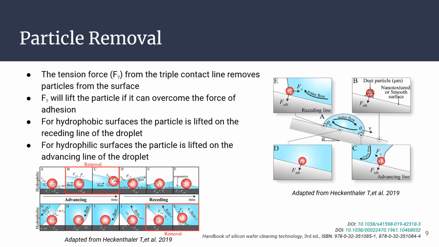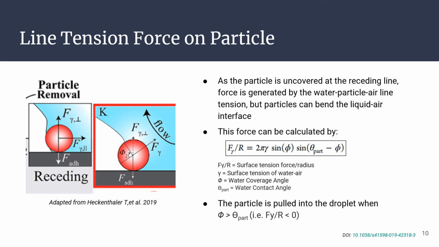Because hydrophilic surfaces remove particles at the advancing line, if the particle remains stuck to the surface, water from the droplet's receding line will remain. This causes a residual layer that is not observed with hydrophobic surfaces. So let's take a closer look at the particle along the receding edge of a droplet on a superhydrophobic surface. As we covered last slide, the line tension force is what brings the particle into the droplet or leaves it on the surface. Unfortunately, these particles can bend the liquid-air interface, adding complexity to the analysis.